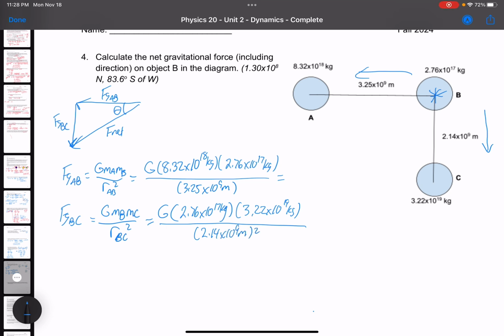Okay, so calculator time. Again, make sure that you're doing your scientific notation properly. And I forgot a squared symbol on there actually, so let's put that in there right now. Okay, so that was that answer. And then my next one.